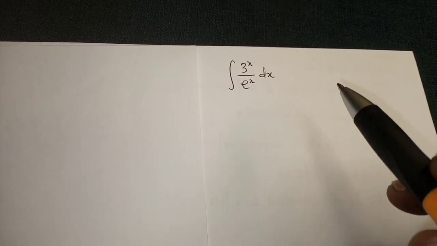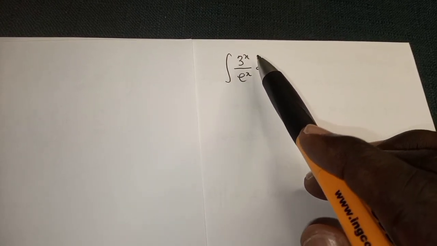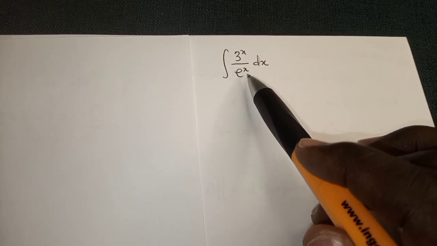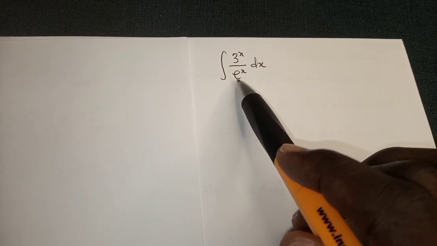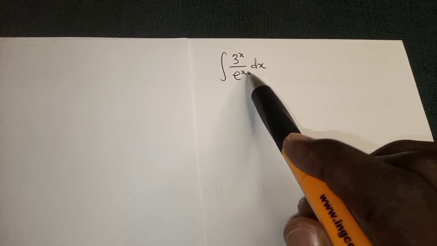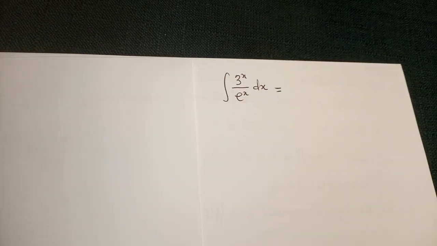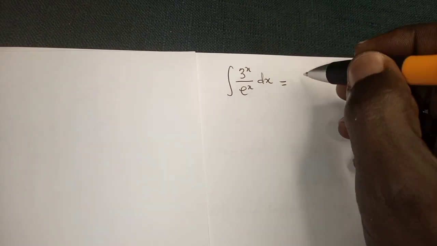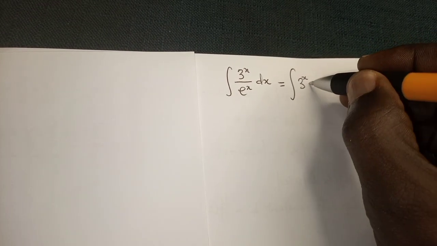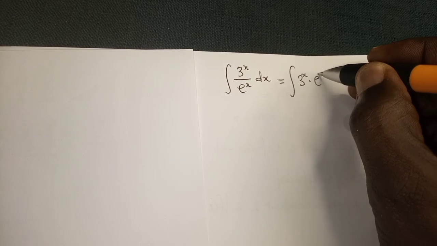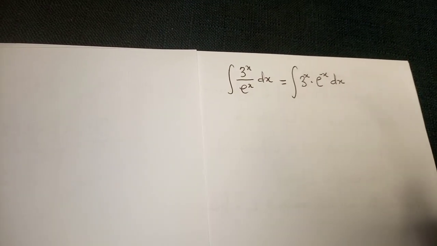In order to integrate this exponential expression here, you have to first simplify the expression by linearizing the expression itself. So we can rewrite the denominator as a numerator. So we have the integral of 3 exponent x times e exponent negative x dx. So now we can easily solve.